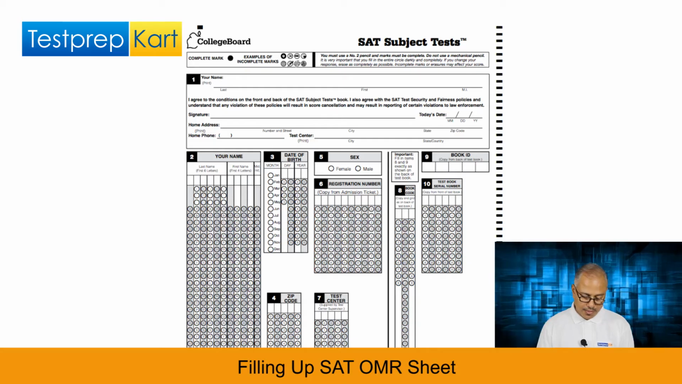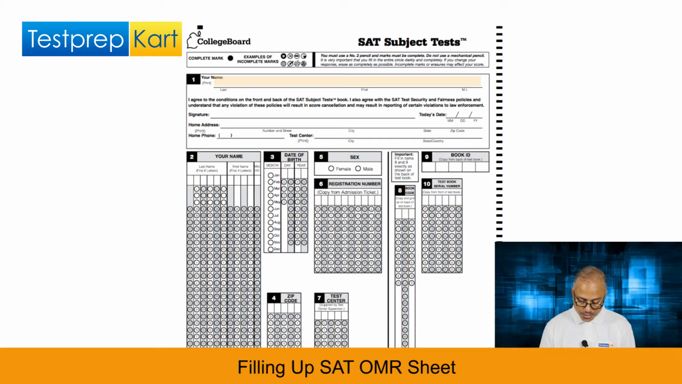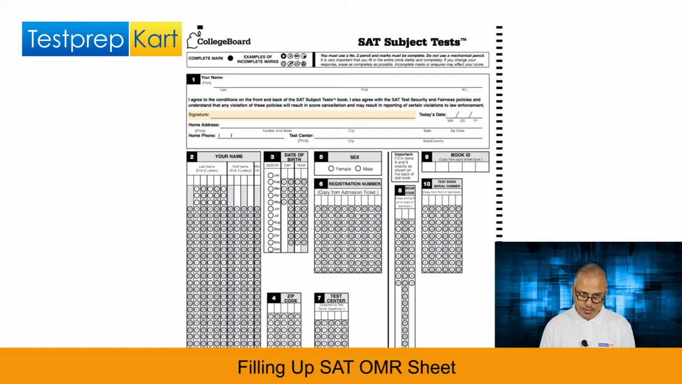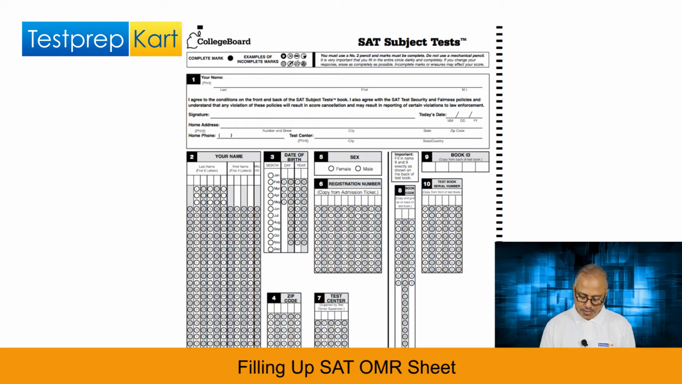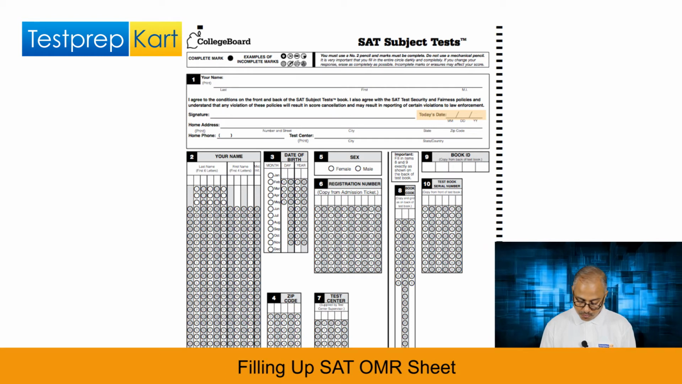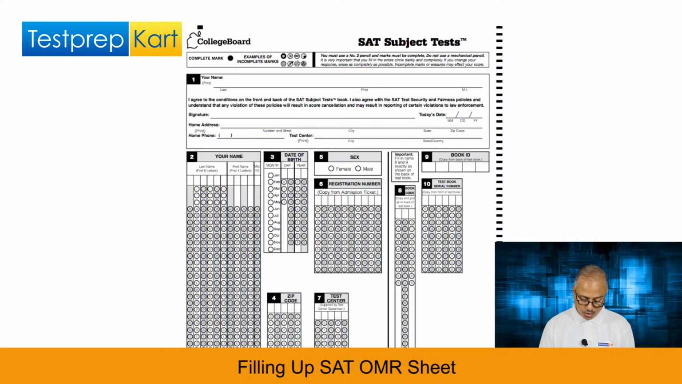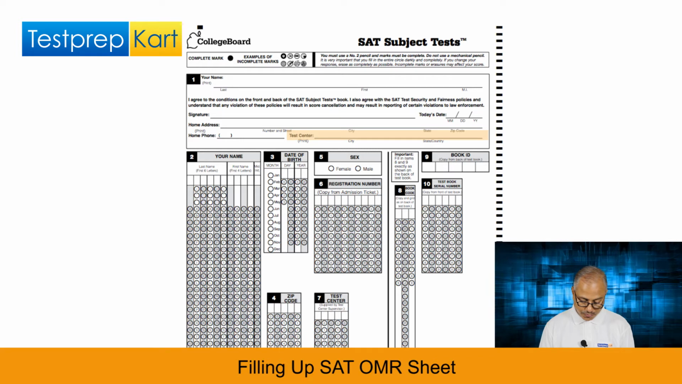Now we are going to have a look at how the SAT subject test answer sheet looks. On the first page, you first have to write your last name, your first name and your middle name. Then you have to put your signature. Remember, it has to be authentic. You also have to mention the test date, in the format MM, DD, YY, your home address, your home phone, the test center, I mean the state, country, each and everything.